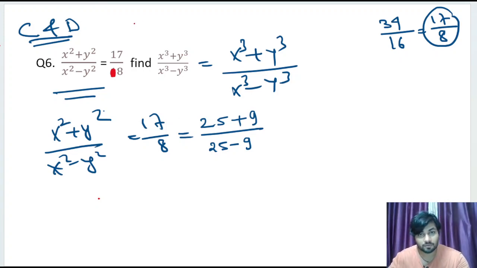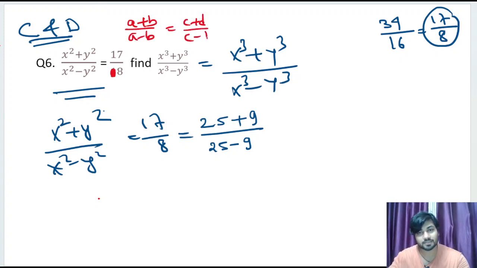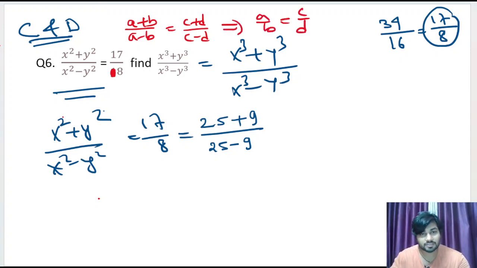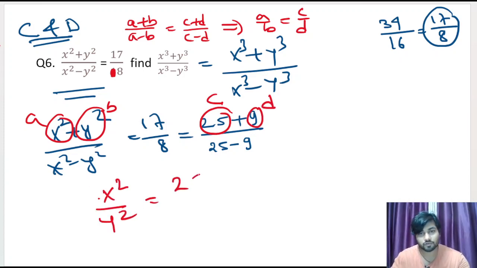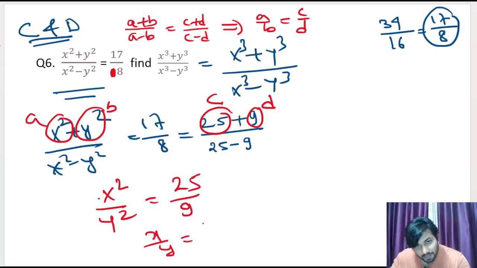So now what I told you for componendo dividendo, a plus b upon a minus b equals c plus d upon c minus d. Then when this is equal, we can directly write a upon b is equal to c upon d. So this is my a here, this is my b, this is my c, and this is my d. So what can I write directly? I can write x square upon y square is equal to 25 upon 9, which will give me x by y is equal to 5 upon 3.